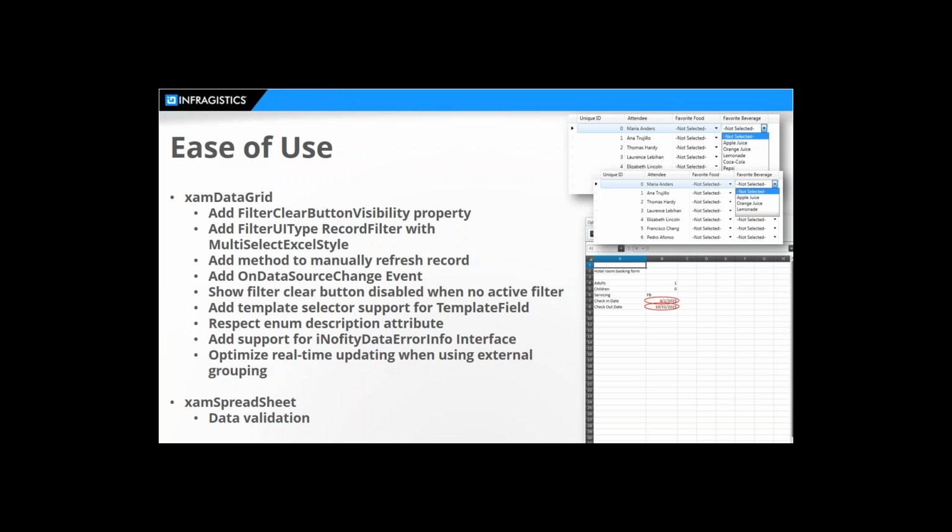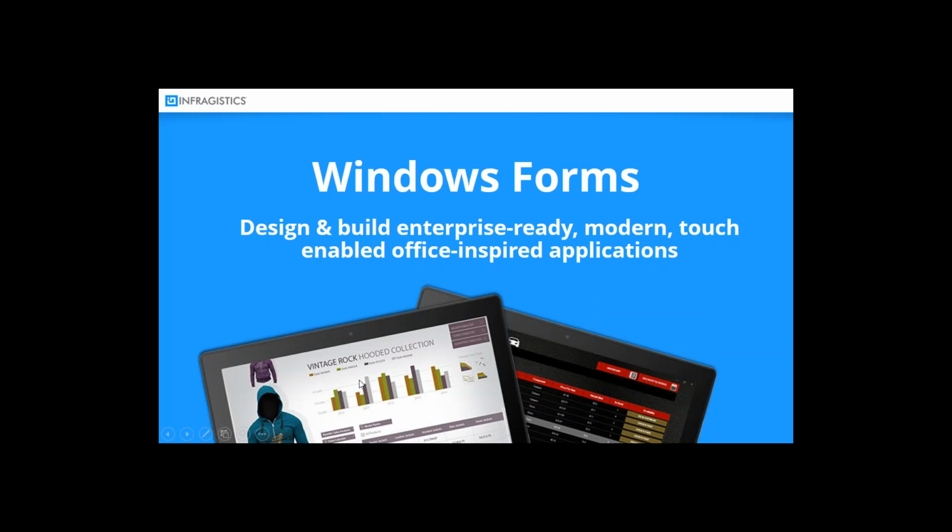The combo box got respect for an enum description attribute. So now when you have enums, you don't have to show the value, apples and oranges or whatever. You can actually provide descriptive text, like this is the apple selection, and it will show that text. And of course, we always do performance optimization. One more thing I want to mention is the template field now has support for template selectors. The XAML spreadsheet also got support for data validation, which is really slick. And then that's it for WPF.